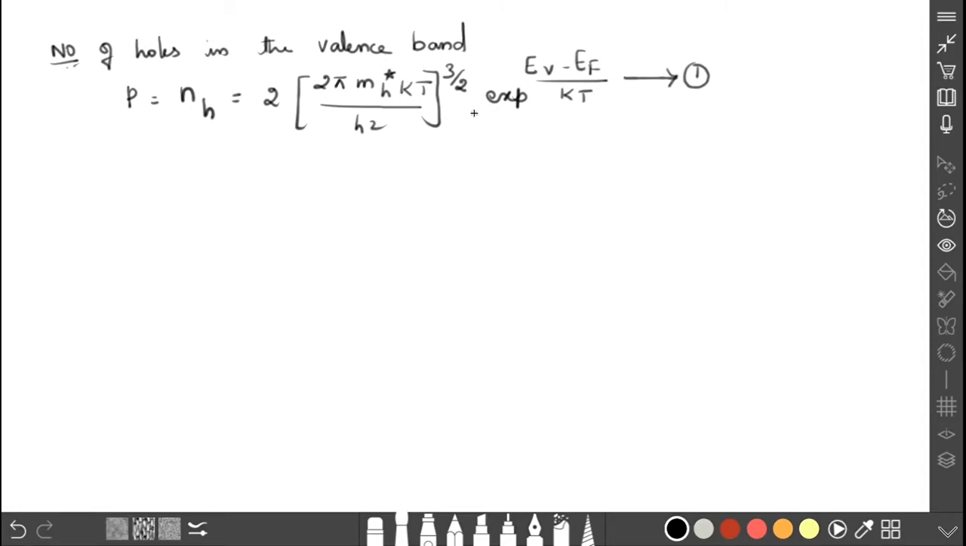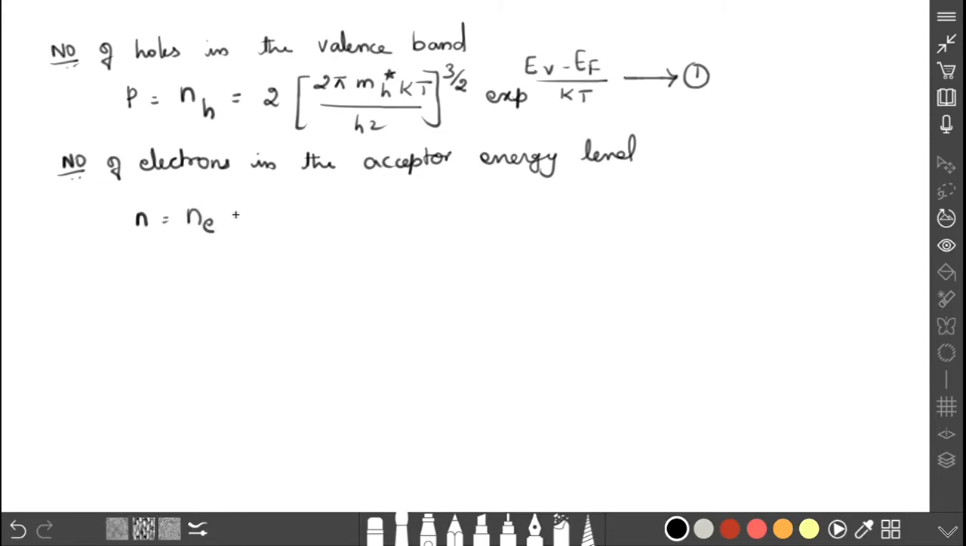The next step is to find the number of electrons in the acceptor energy level. The number of electrons is represented by N suffix E. How can we find it? By means of Z of E into dE, into F of E, since we are talking about electrons, and electron occupancy is represented by F of E. Here we are talking about the acceptor energy level, so E is replaced by EA. So Z of EA into dE, I am going to write as NA.